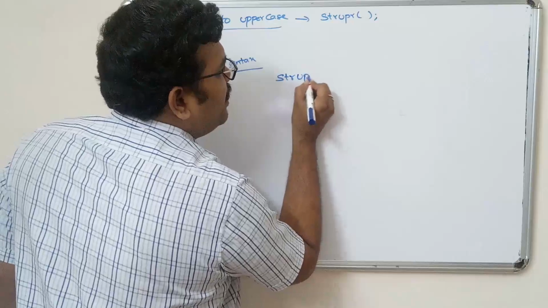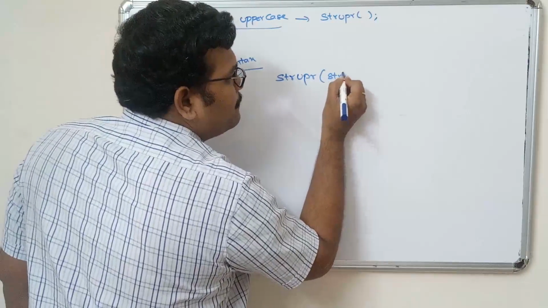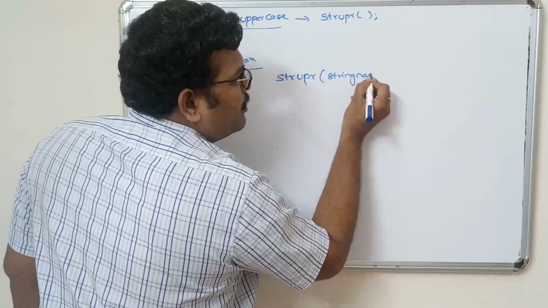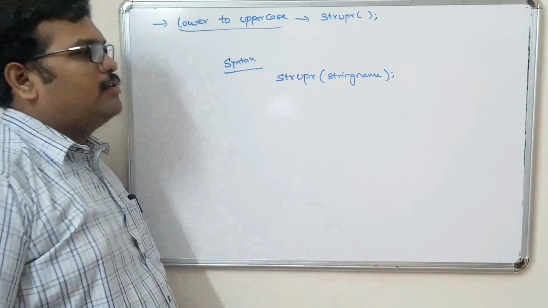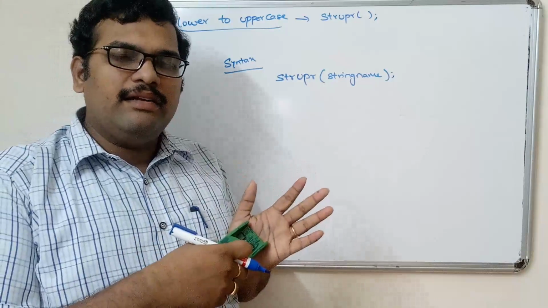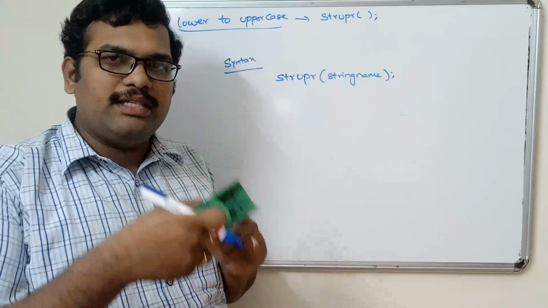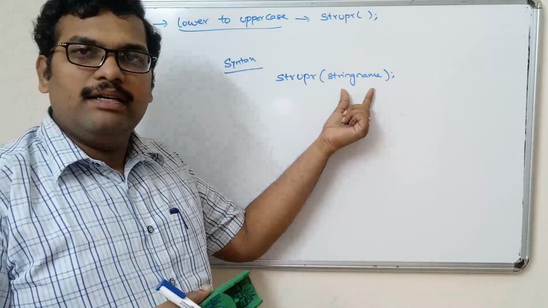strupr of string name. So all the lowercase letters will be converted into uppercase and the same will be saved in the same string.